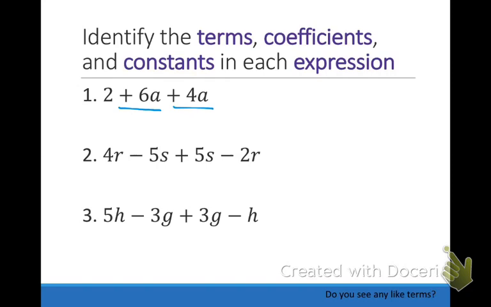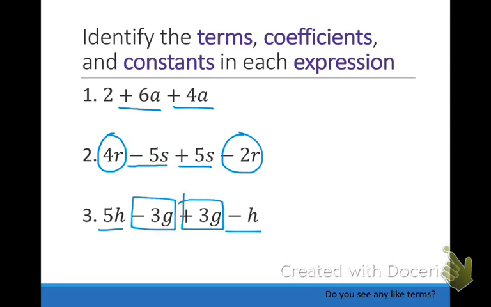In number 2, I see a couple sets of like terms actually. 4r has the same variable as negative 2r, so those would be considered like terms. And also the middle two terms have s's, so negative 5s and positive 5s are like terms. In number 3, 5h is a like term with negative h, and negative 3g is a like term with positive 3g.